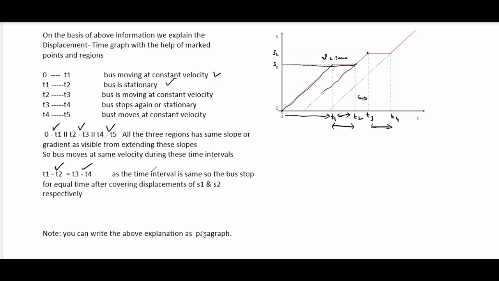As the bus stops in two regions, from T1 to T2 and T3 to T4, these two intervals are equal. We can say that the bus stops for an equal interval of time after covering displacements of S1 and S2 respectively. Lastly, we can write these explanations in the form of a paragraph.